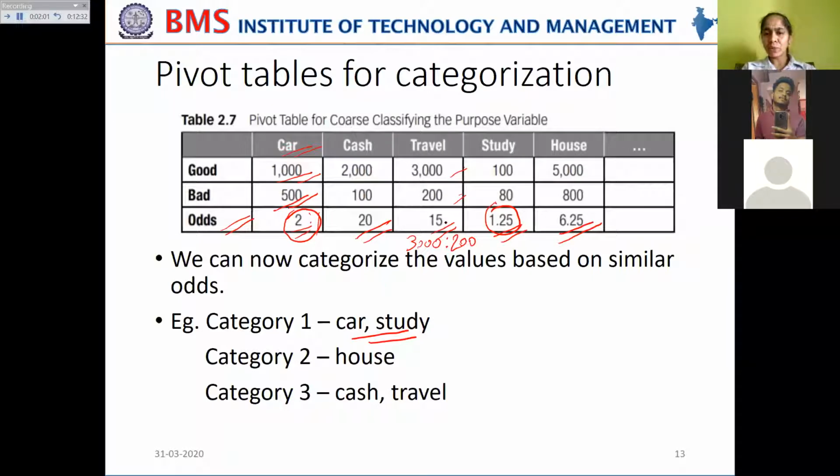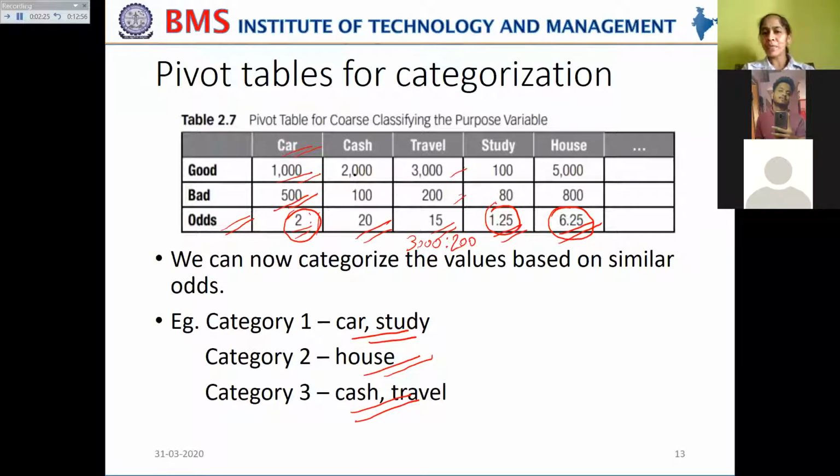And category 2, you're having house here. This is not near to any other odds, so we can take it as a separate category, house. Again, in this case, cash and travel are having near values, 20 and 15. So we can take this category 3 as cash and travel.